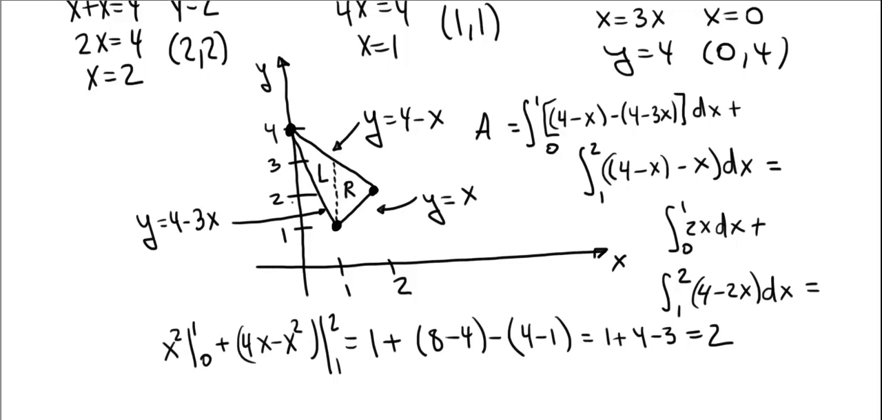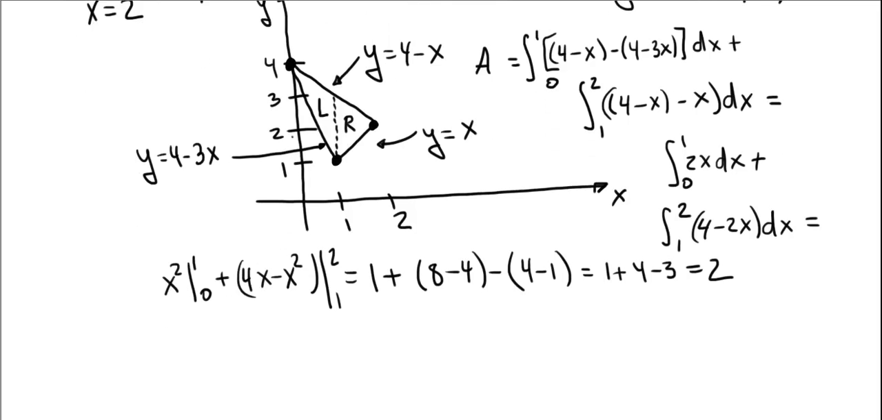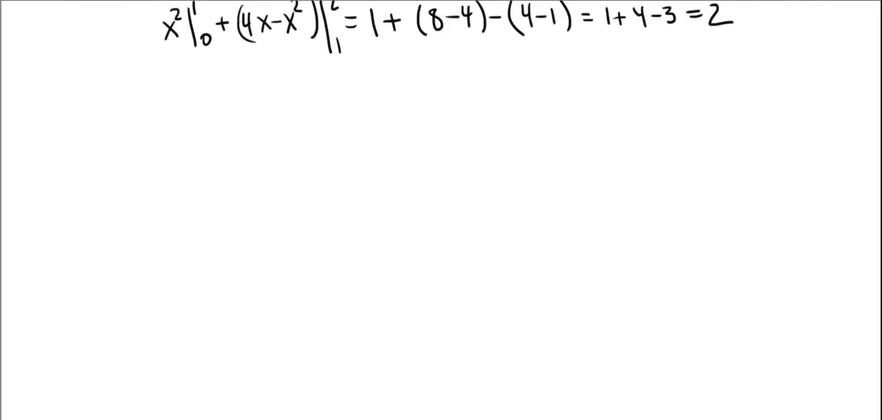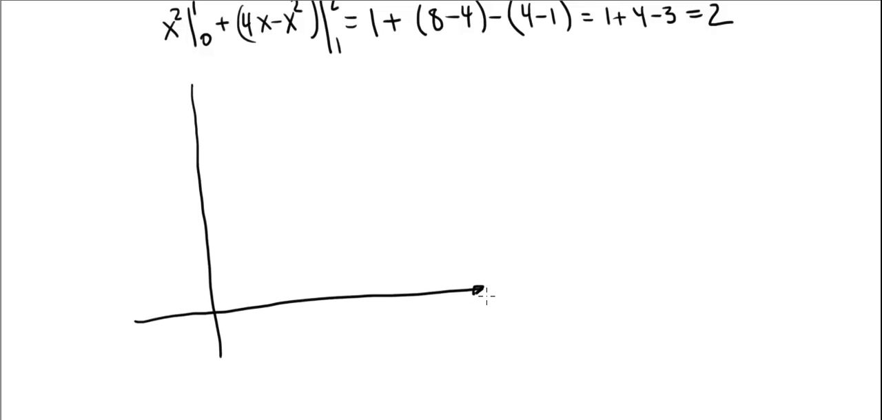There's another way to evaluate this area, so let's go ahead and do that. I'm going to draw the grid one more time. And you should always practice this using both methods because sometimes the first method is better, sometimes the second. So here are the 2 points, (1, 1) and (2, 2). So this is (1, 1).